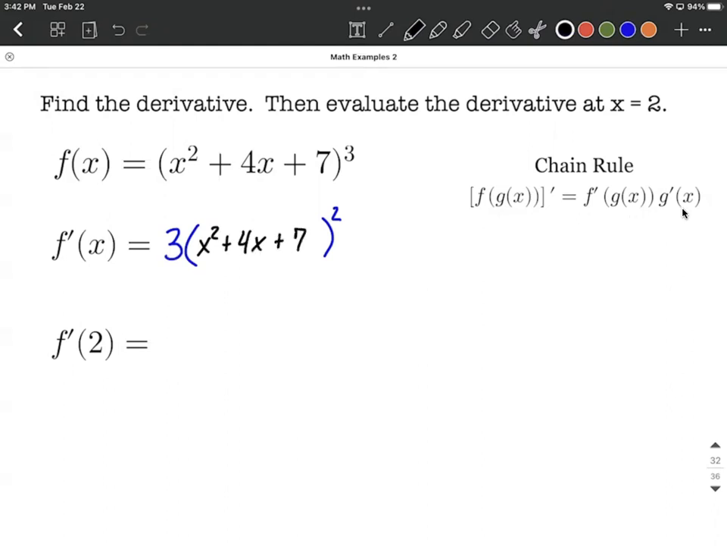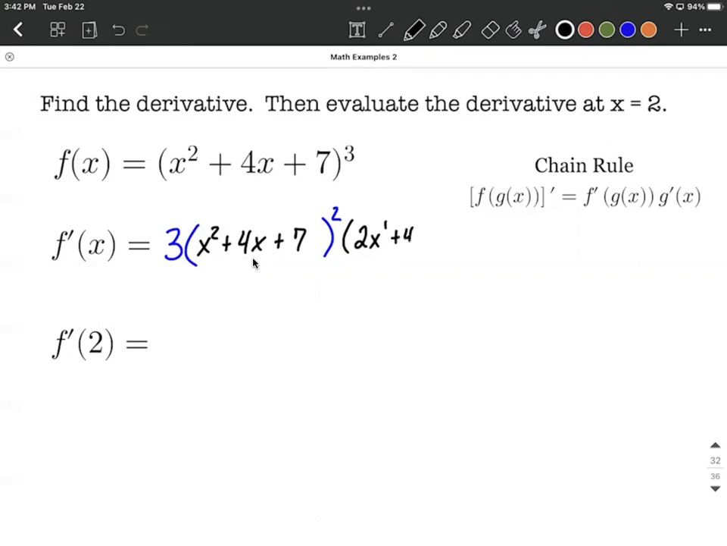But then we have to take the derivative of the inner function and multiply it at the end. So that inner function, again, is the x squared plus 4x plus 7. We can use the power rule a couple times on this. The power rule says you bring the exponent down in front and you reduce the exponent by 1. So 2 minus 1 is going to give us a 1 for our new exponent. You don't have to write this 1 in the exponent. It's understood.